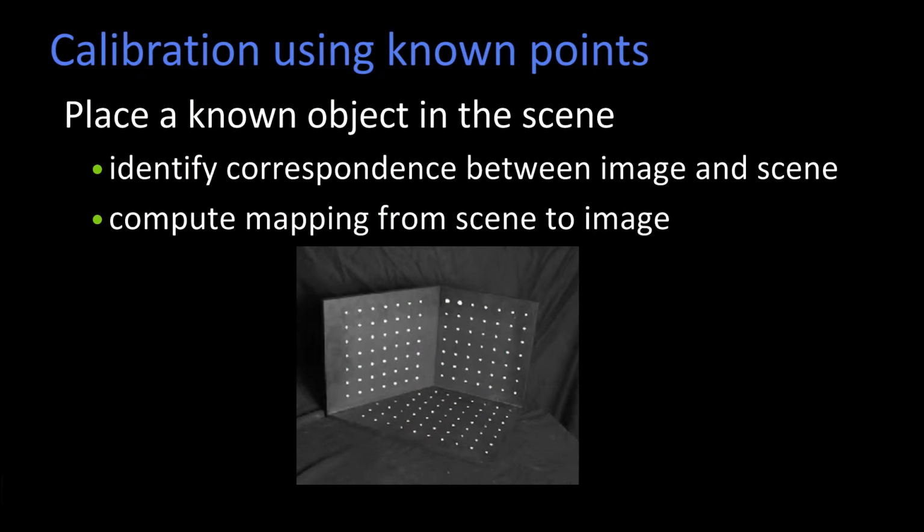And one thing you can do is you can actually put an object like this in the scene that has a bunch of points on it, and you've measured or you know something about the shape of that object, and you know where all the points are.